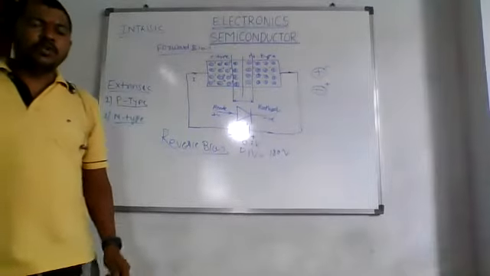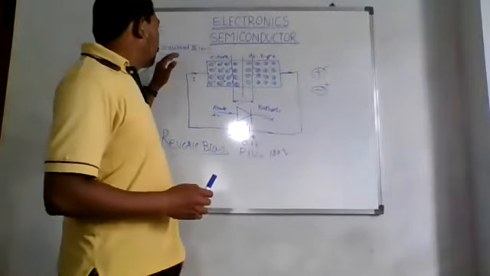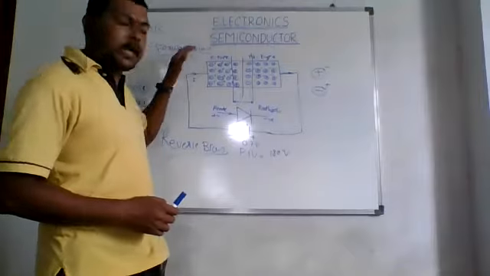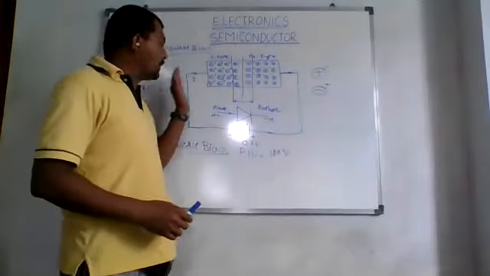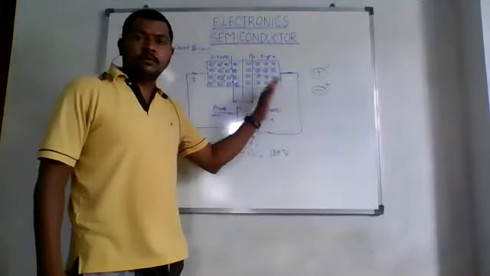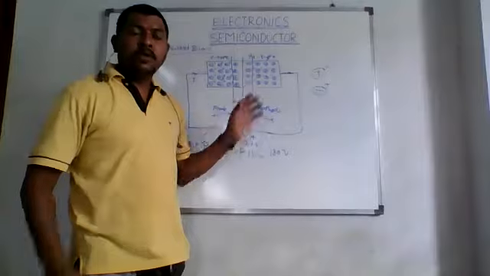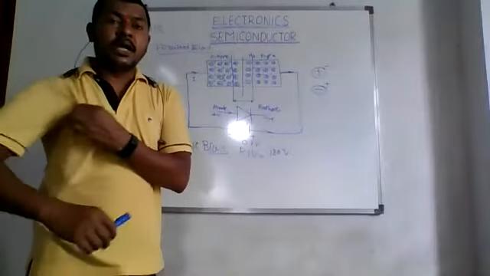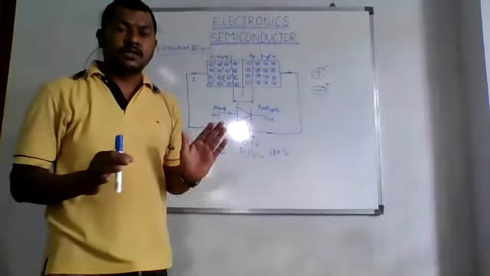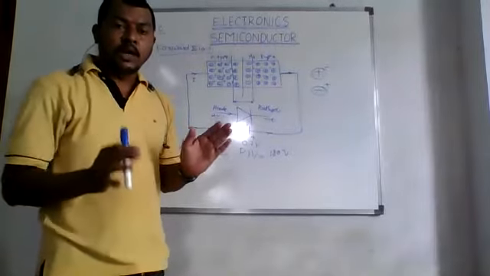Again, I will repeat it for you. This is a forward bias condition: when the positive terminal of a battery is connected to P type and the negative terminal of a battery is connected to N type, we call it the PN junction diode in forward condition, right? Forward bias condition. Now, what happens?